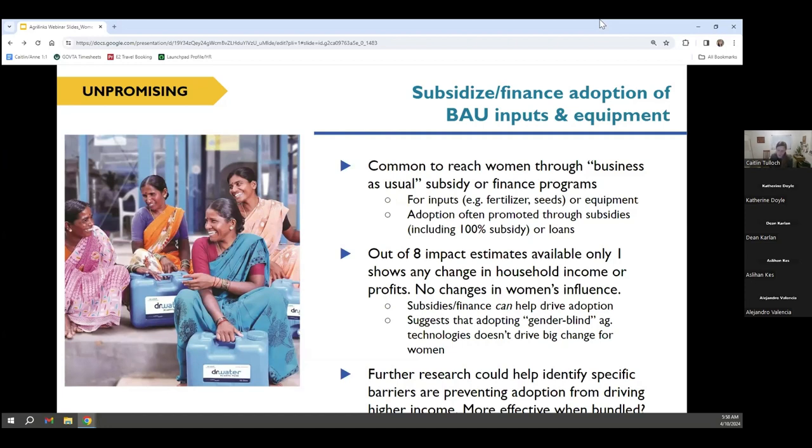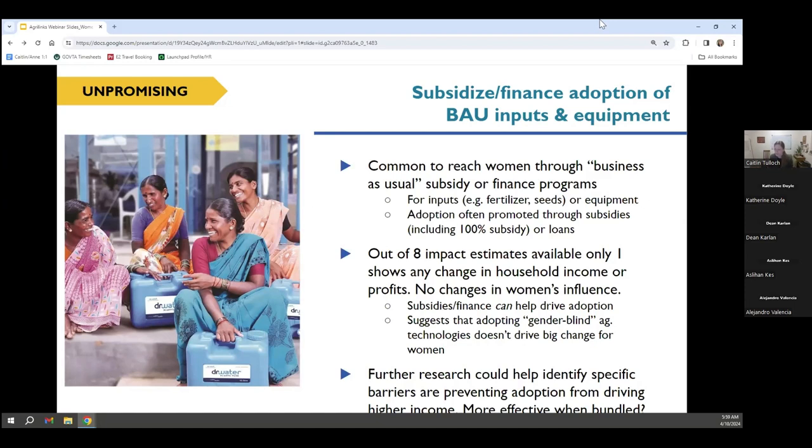But the point here, as I alluded to above, is what is the content of the new input, technique, technology that's being encouraged? And in general, it seems that simply pushing women to try to adopt gender-blind ag technologies does not drive changes in income and profits because of all of those other constraints that I mentioned on information, on labor, on mobility, et cetera. And so this is the flip side almost of the promising intervention, which is about subsidizing or financing adoption of gender-adapted inputs and equipment. And the really critical question here, as I mentioned earlier, is how do we distinguish between these two types of agricultural technologies in a general sense?